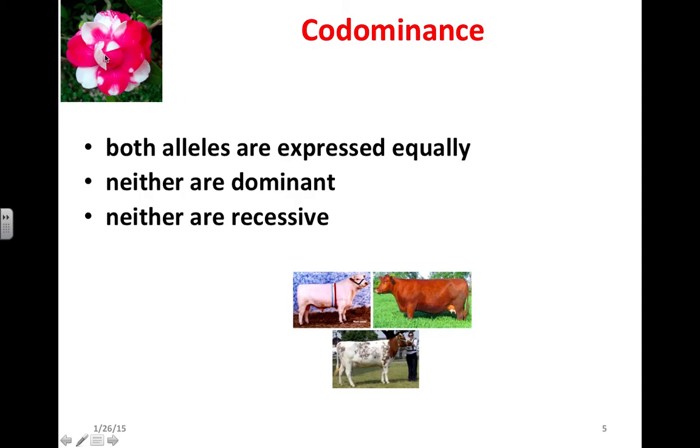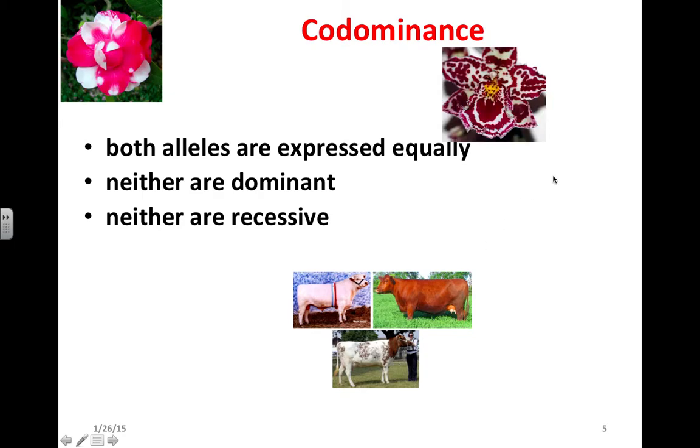Codominance, we see both the red and the white. We don't see pink. Both the red and the white are expressed equally. There are some cows in which if this is the mommy and this is the daddy or whatever, that the baby has both. It's not a blend. It's not kind of like tan. You get white and you get brown. So both of them. Here's a gorgeous flower in which we have maroon and purple that this flower inherited.